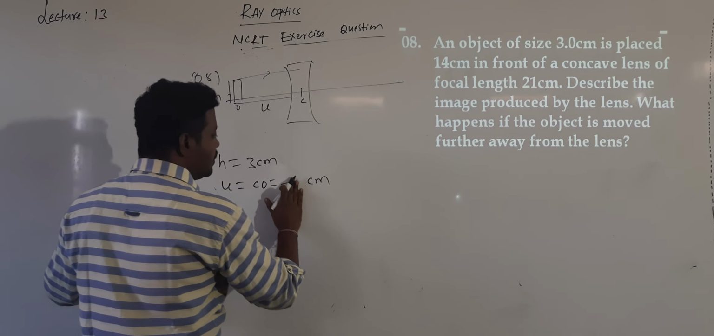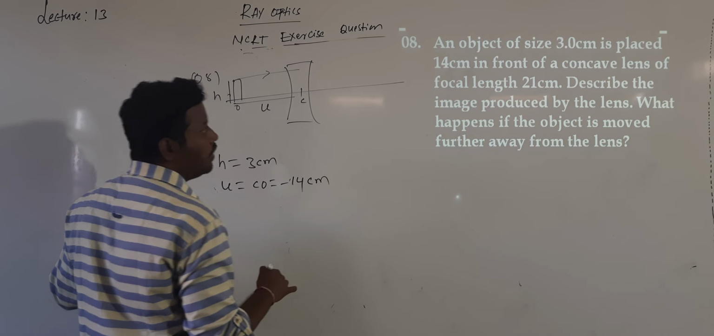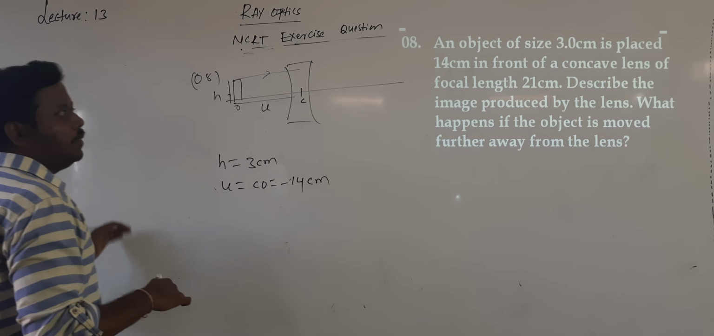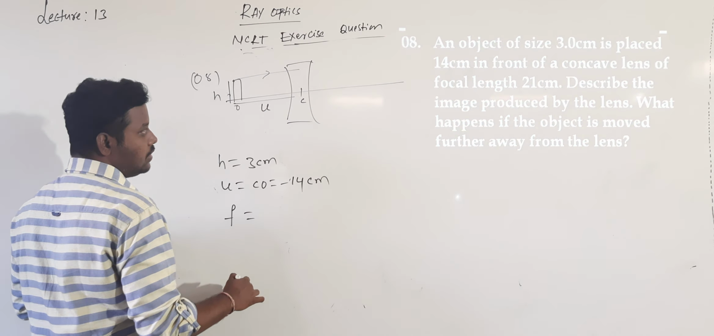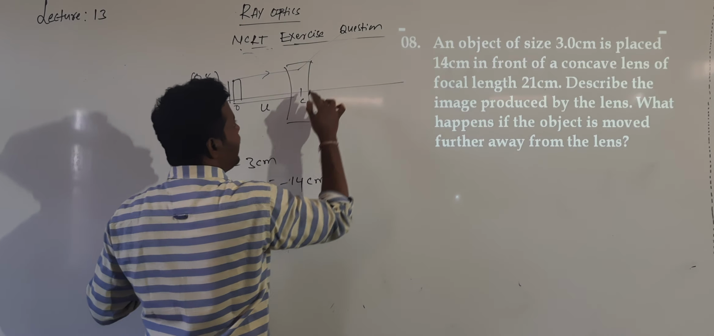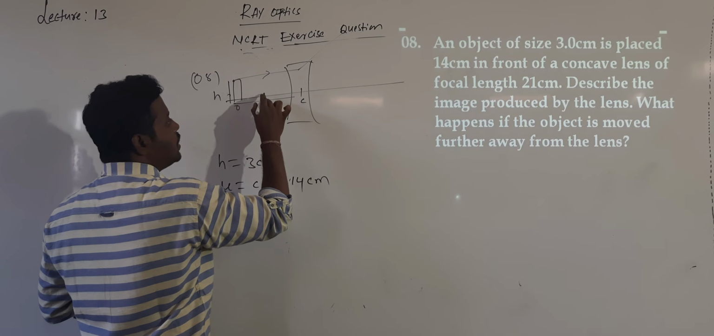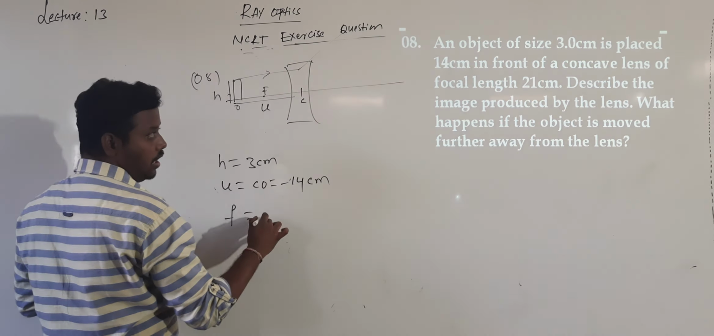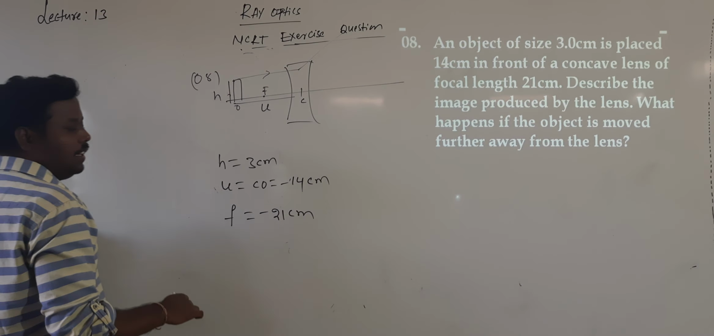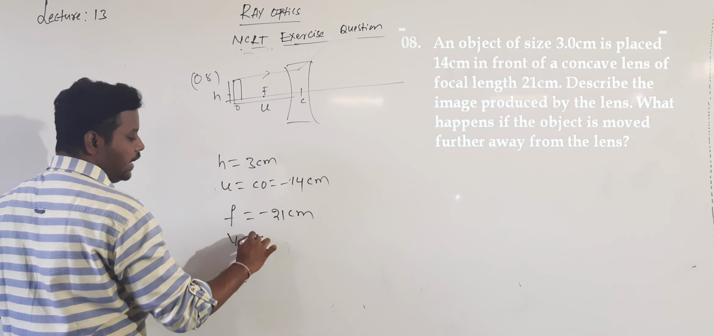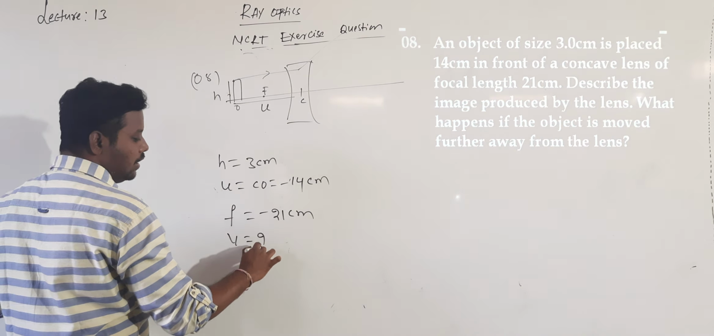Object placed at a distance 14 centimeters in front of a concave lens of focal length. Focal length of the concave lens. Focal length means the light rays will be deviated like this. It will have the principal focus on the same side. The focal length is also negative, minus 21 centimeters. Describe the image. They are asking us to calculate and describe the nature of the image produced by the lens.